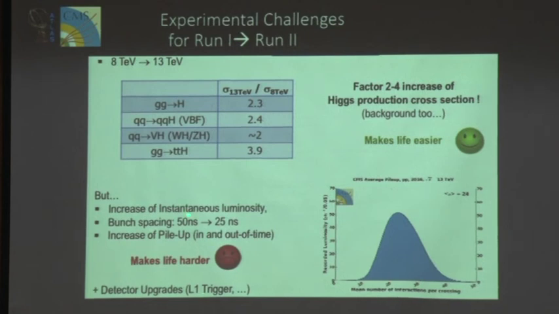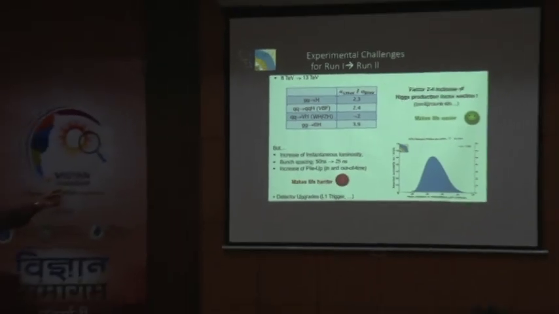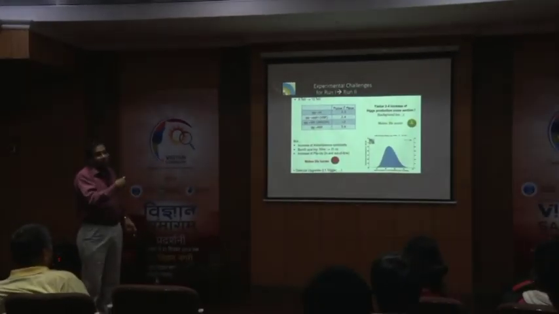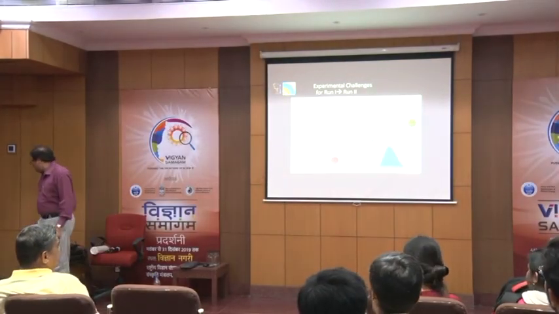And then in addition, from run 1 to here, the LHC bunch crossing time, meaning one interaction happening and the next interaction happening, is at 25 nanosecond interval. Earlier it was 15 nanosecond. So that makes life much harder.